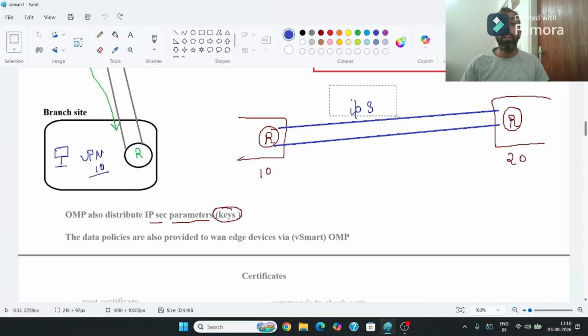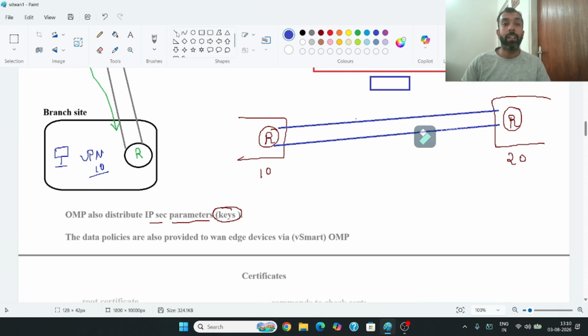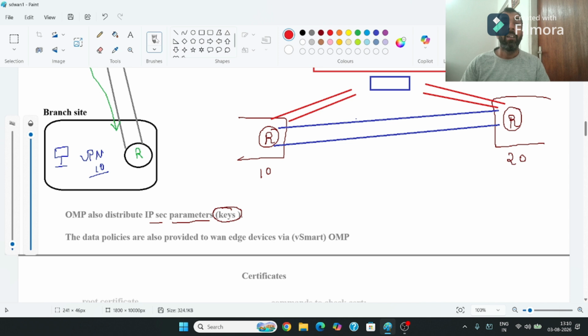OMP protocol, not in between these routers. Actually, with the vSmart controller, these routers are going to exchange the IPsec parameters. For example, over here, the routers are going to exchange these IPsec parameters with the help of vSmart controller, and vSmart controller is going to use which protocol in between the routers? The same protocol, OMP.